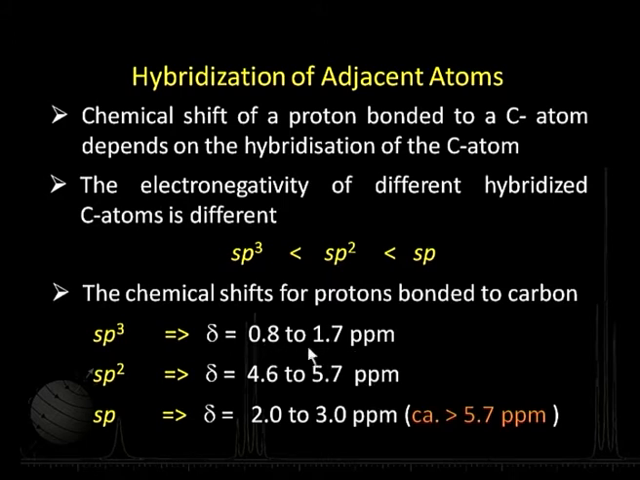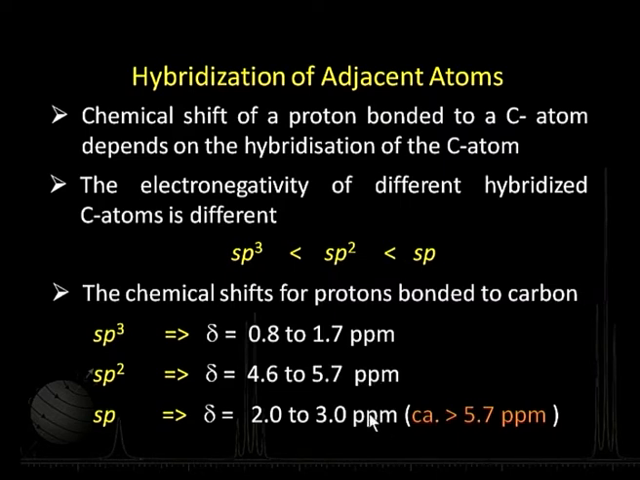That is the range we expect to observe there. For sp2, the range is found to be 4.6 to 5.7. For sp, it happens to be 2 to 3 ppm, which is not following this trend. It is off, because if you go with this trend, this value has to be more than 5.7 ppm. Why this is so, we will take up in a different context a little later.